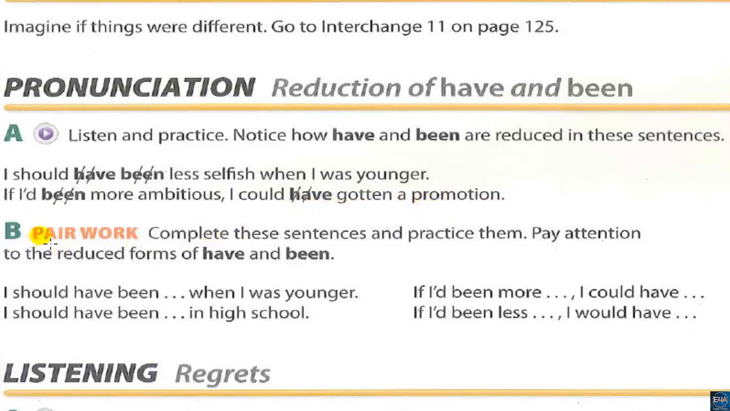Here, part B, pair work. Complete the sentences and practice them. Pay attention to the reduced forms of have and been. So, there are different abbreviations, and you can find this in phonetics, in the course of the American accent. Here, try to use the sentences and use have, if, and been.